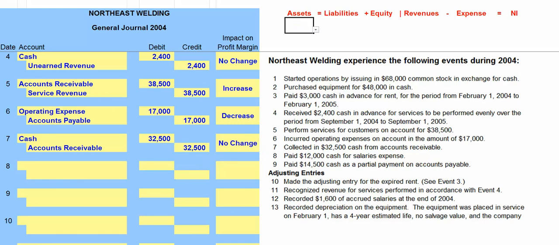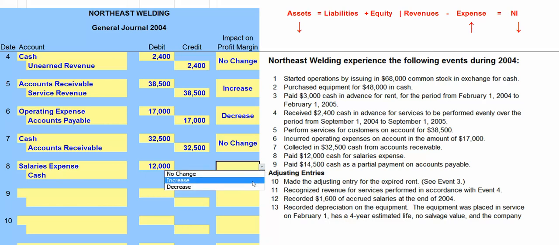In transaction 8, we pay $12,000 in cash for salaries expense. So cash will decrease and we'll have an increase in salaries expense. The increase in salaries expense is recorded with a debit to salaries expense in the amount of $12,000 and a credit to cash in the amount of $12,000. Since this transaction involves an expense and increases in expense will cause net income to decrease, we'll say that this transaction's impact on the profit margin would cause it to decrease.